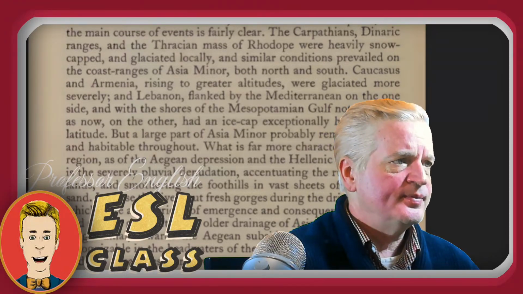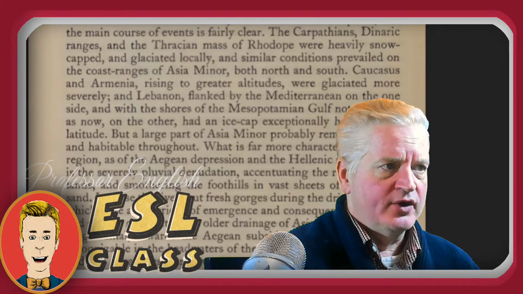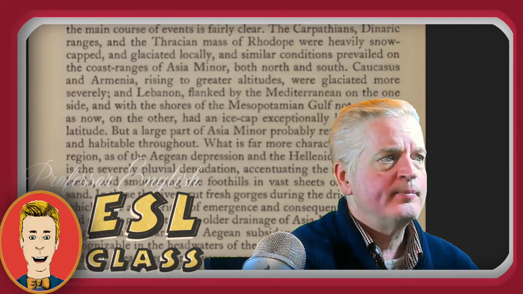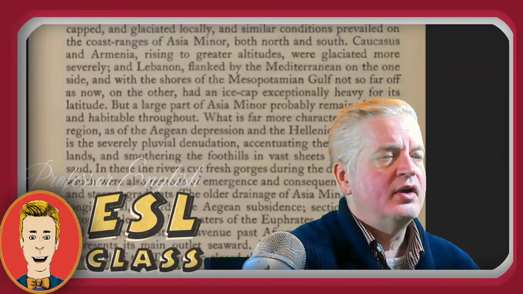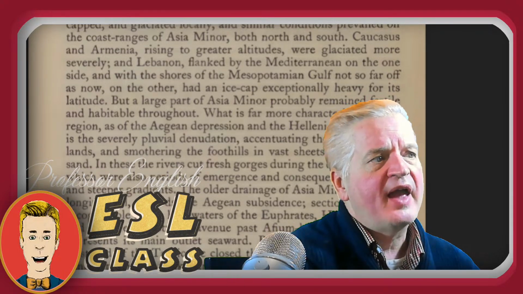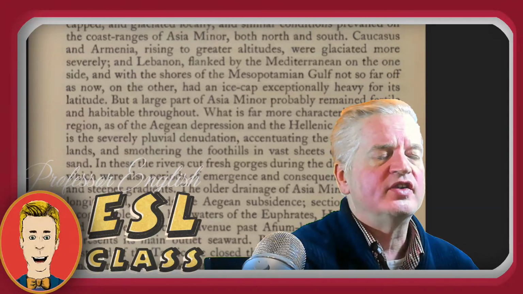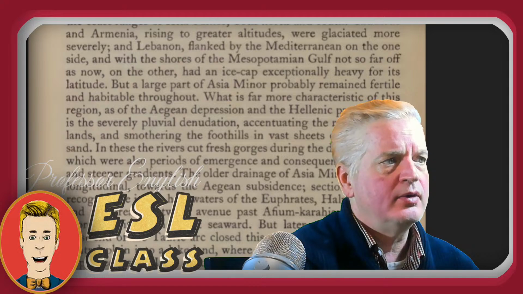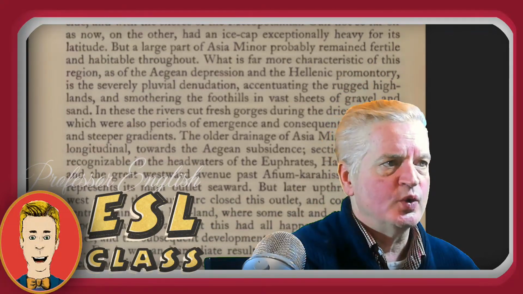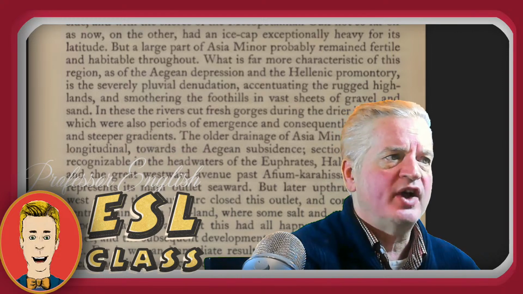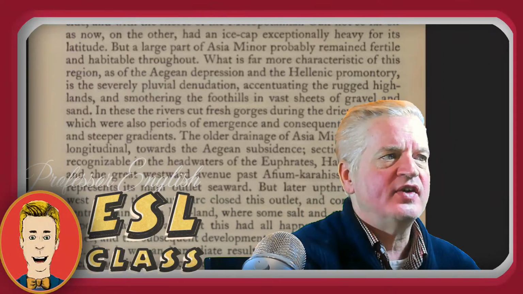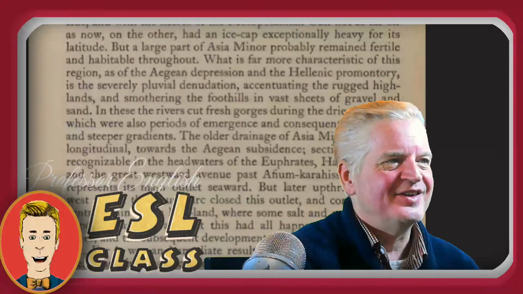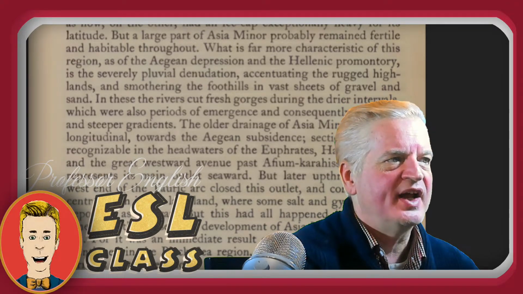Caucasus and Armenia, rising to greater altitudes, were glaciated more severely, and Lebanon, flanked by the Mediterranean on the one side, and with the shores of the Mesopotamian Gulf not far off as now on the other, had an ice cap exceptionally heavy for its latitude. But a large part of Asia Minor probably remained fertile and habitable throughout. What is far more characteristic of this region, as of the Aegean Depression and Hellenic promontory, is the severely pluvial denudation accentuating the rugged highlands and smothering the foothills in vast sheets of gravel and sand.